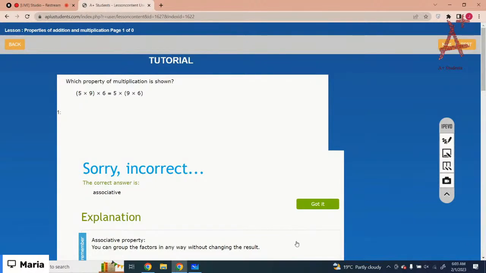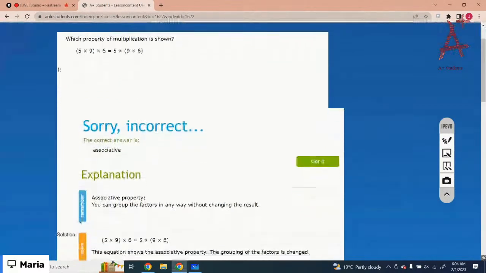Which property of multiplication is shown? So on both sides of the equation you have the same numbers. Like here you have 5, here you have 5, here you have 9, here you have 9, and here you have 6, here you have 6. Whenever three numbers are involved in a group, and just the order of the numbers is different, that means this is the associative property. Whenever three numbers are involved, this is the associative property of multiplication.